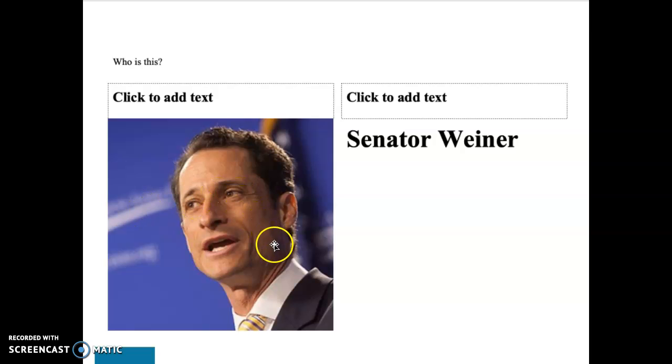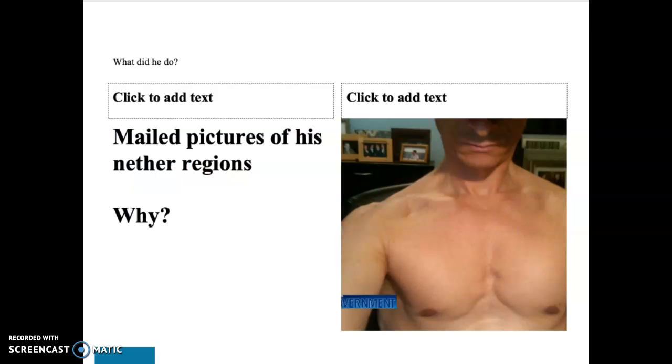Good question. Okay, here he is, Senator Weiner. Just, of course, you can't help but hear his name and laugh. And do you remember what he did? That's right, he mailed pictures of his nether regions to a female and got caught. This is him showing his chest, but this ridiculous part of it is back here he has pictures of his family, so you can verify exactly who it is.